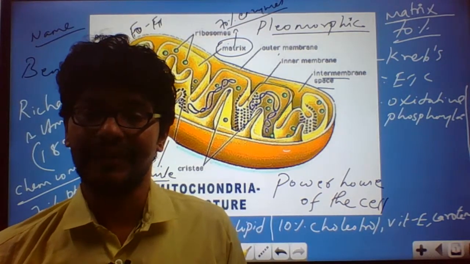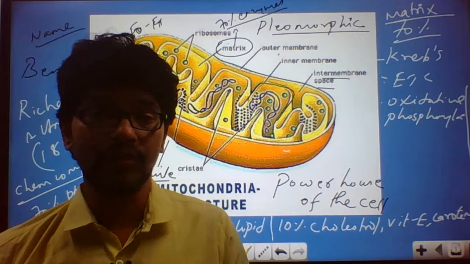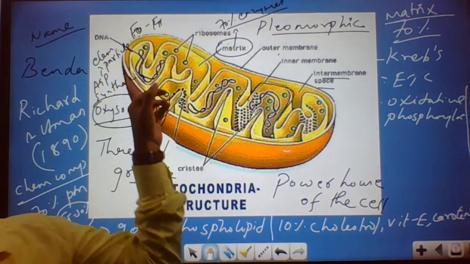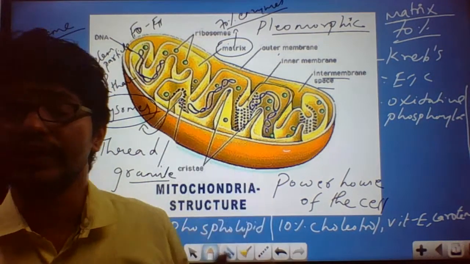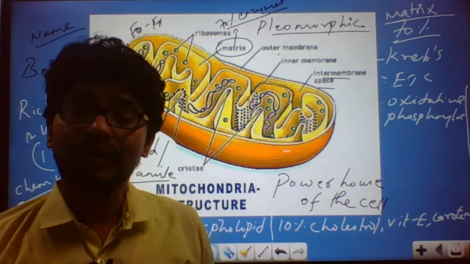If you ask the reason: mitochondria, this one cell organelle, has its own mitochondrial DNA. So I told you it has its own DNA. This DNA will take care of all the requirements of the mitochondria, all the proteins that are required.